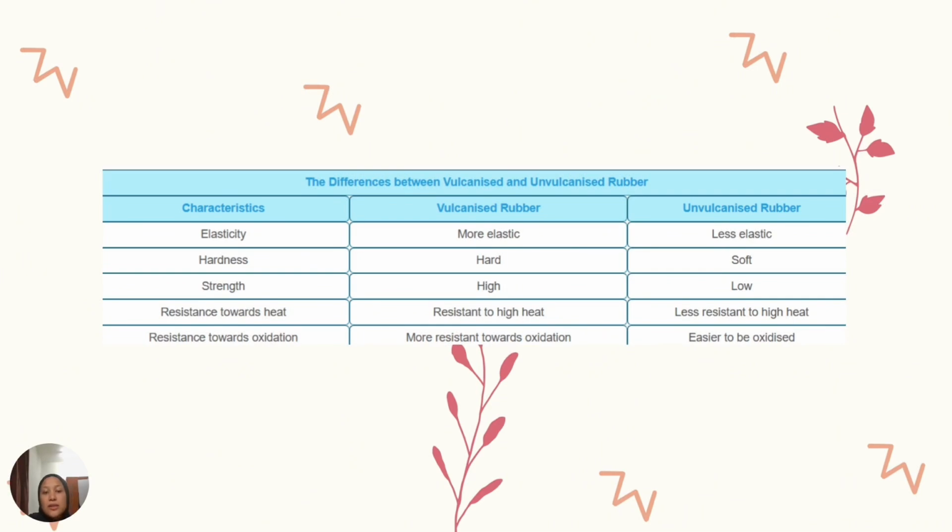And for the last one, unvulcanized rubber is less elastic, soft, low strength, less resistant to high heat and easy to be oxidized.